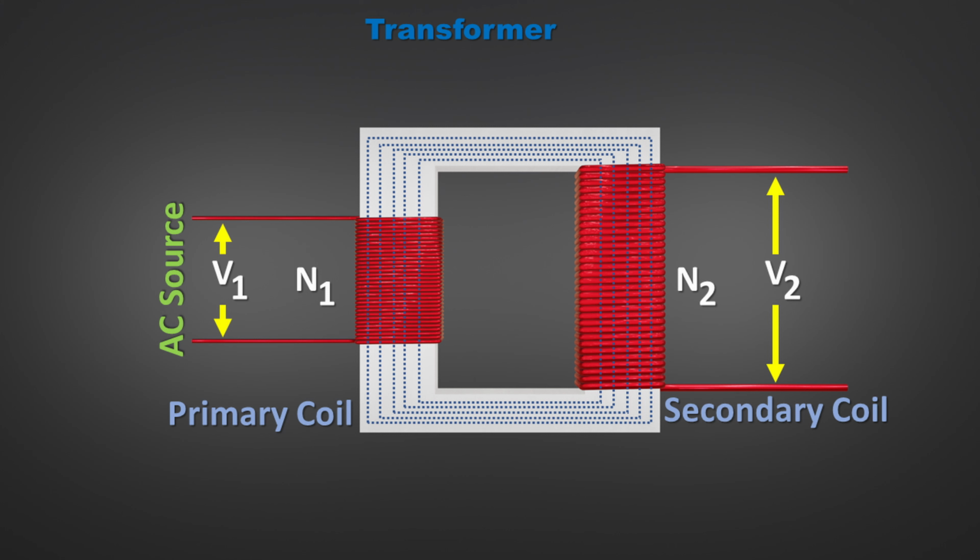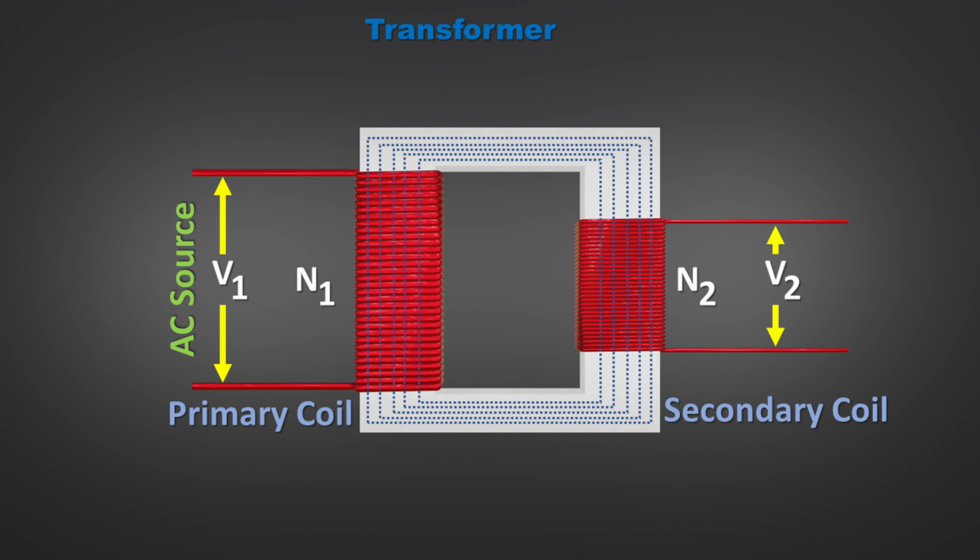This type of transformer is called a step-up transformer. On the other hand, if N2 is less than N1, the secondary voltage is less than the primary voltage. This type of transformer is called a step-down transformer. This is the most basic theory of transformer. Hope you understood it very well.